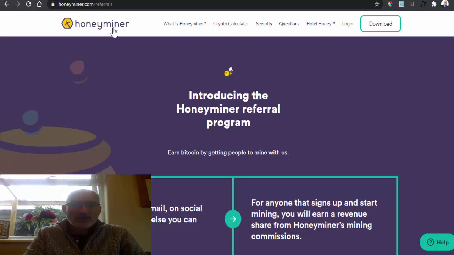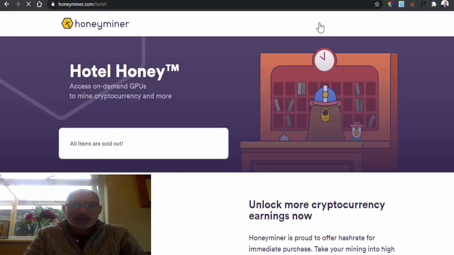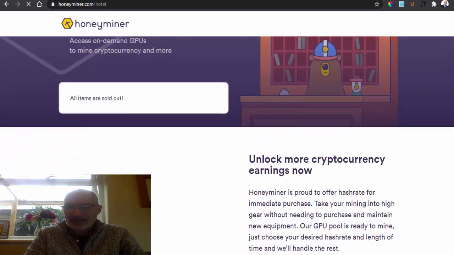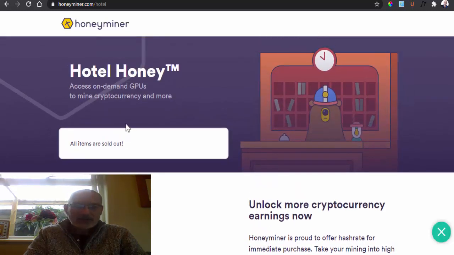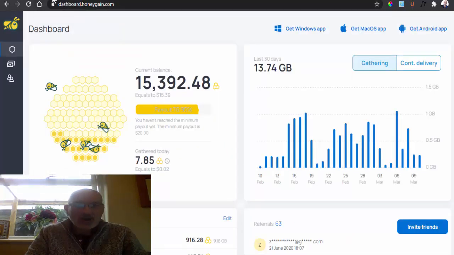They also have the Honey Hotel, where you can rent other people's CPUs as well. But at the moment, these items are sold out, so you can't actually do that. So that's a way of using other people's CPUs to mine even more Bitcoin. But again, like I said, you've got Honeygain that I would totally recommend.